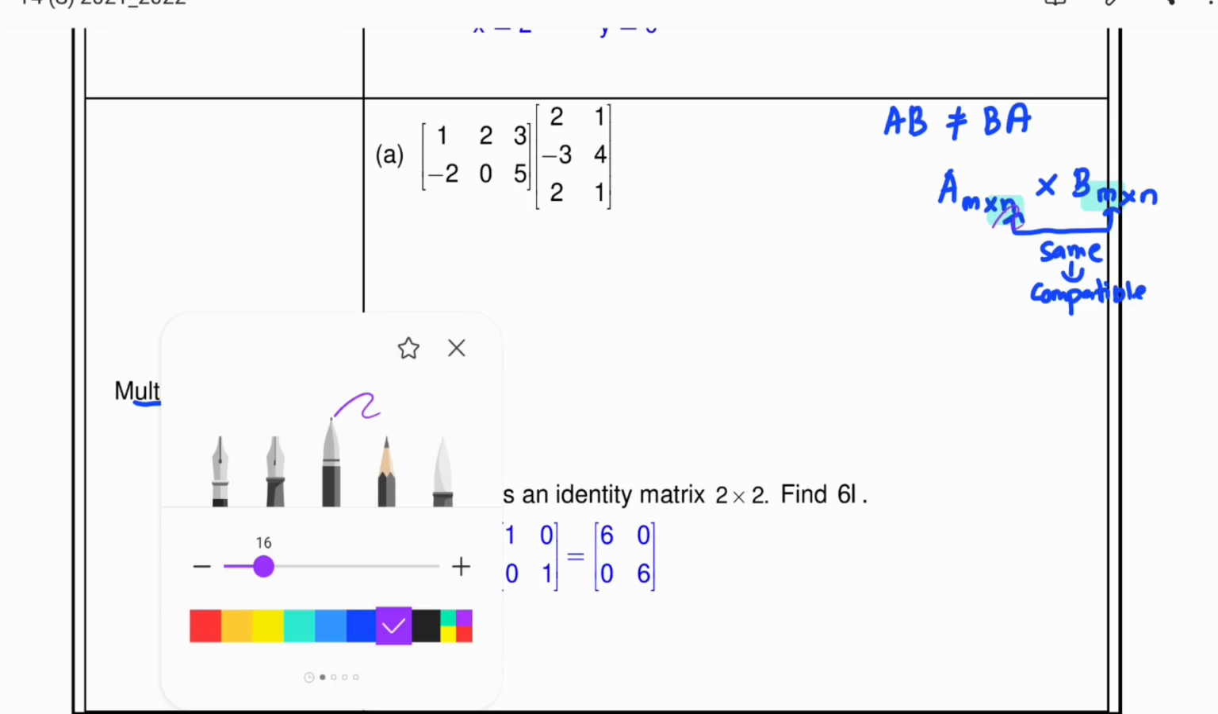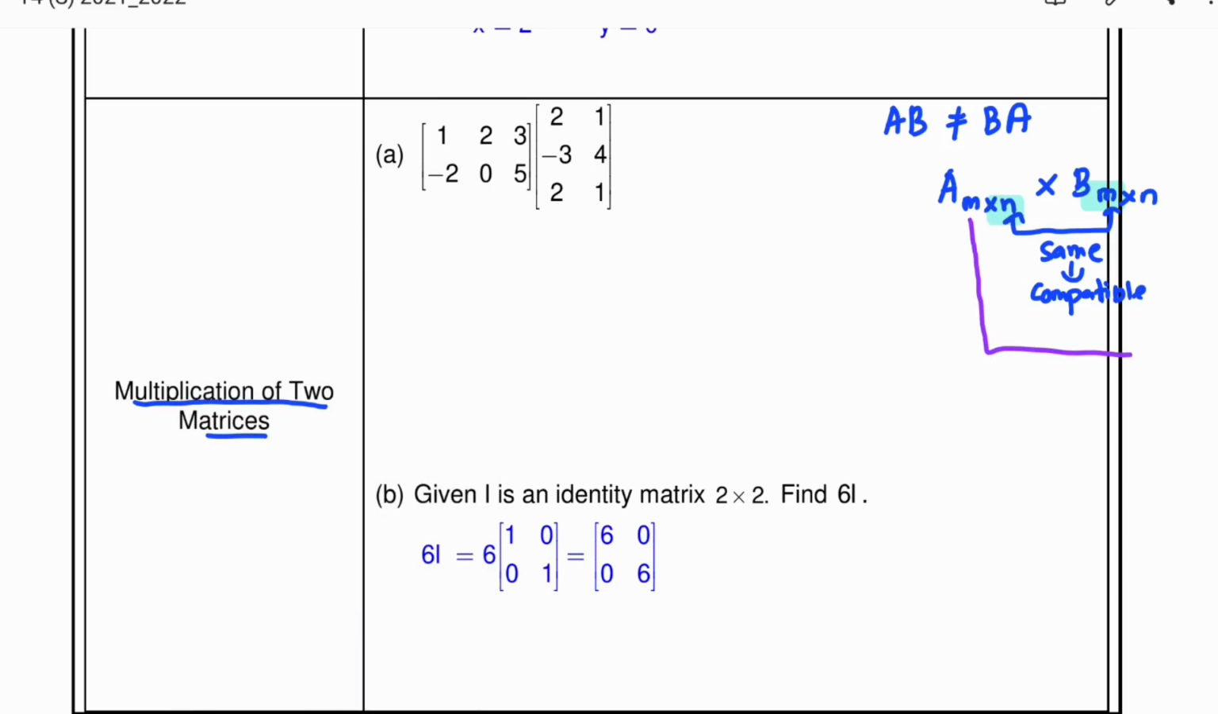So, an extra note here: after you do the multiplication of these two matrices, the order of the product is given by this value. This is the order of the product of A times B. Okay, so now let's do example A.